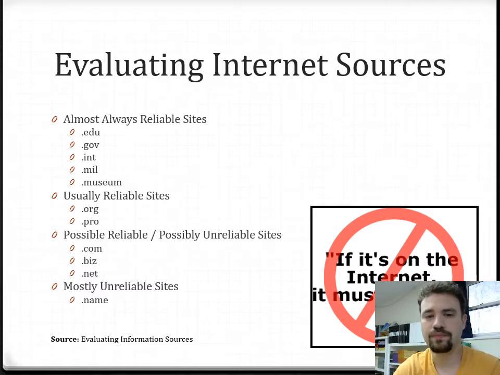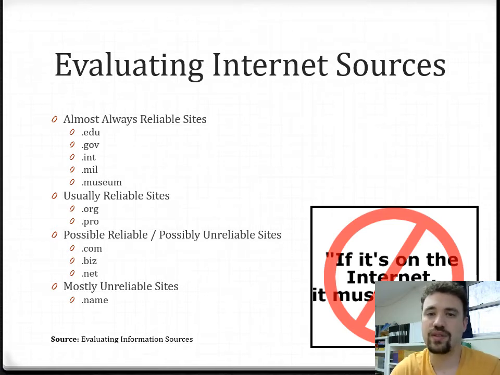So some sources that are almost always reliable: .edu sites. If you've got a .edu address, it's run by an educational institution and therefore can probably be trusted because they're invested in academics, right? It's a scholarly treatment. They're invested in putting up work that is academically sound, whether that's their official work, whether it's the work of a professor or the work of students, they're invested in that. And so you can generally trust information on a .edu site.